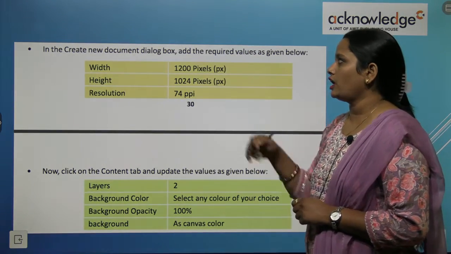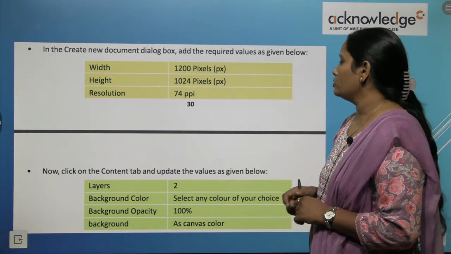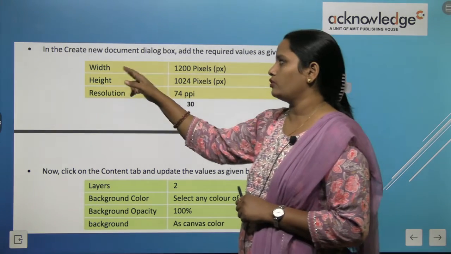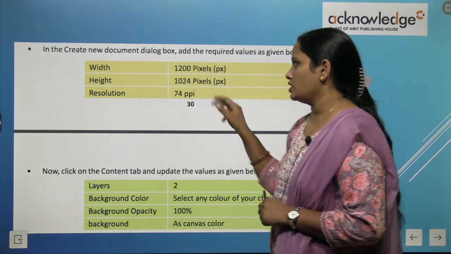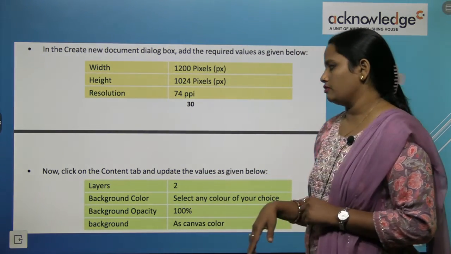Next, in the create new document dialog box, add the required values given here. We have to write down the width, height and resolution. Now click on the content tab and update the values as given below.